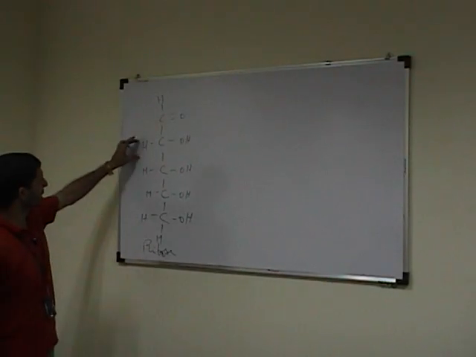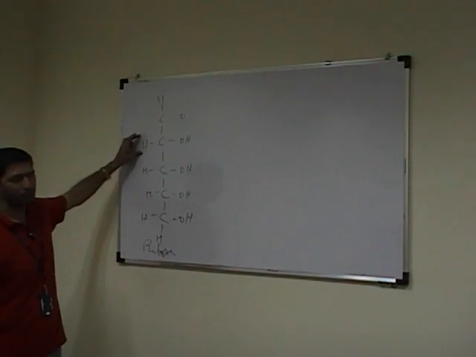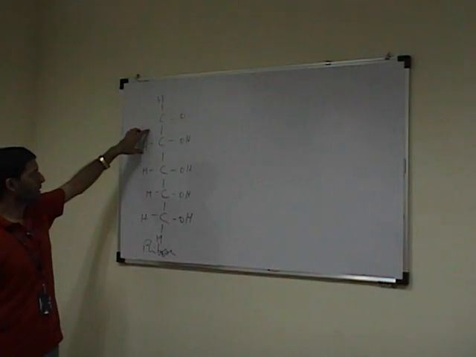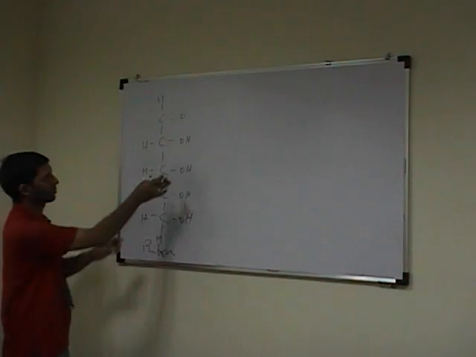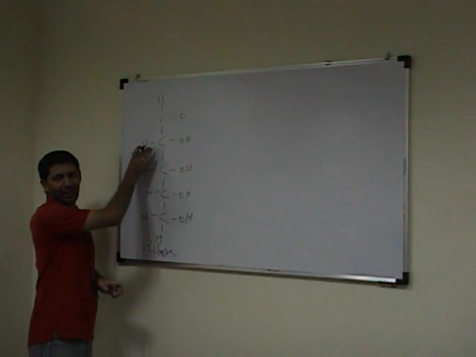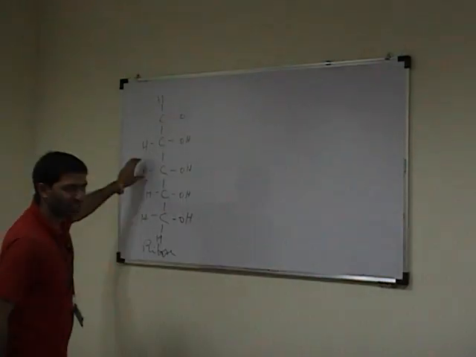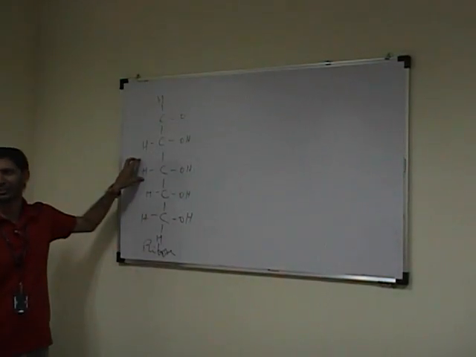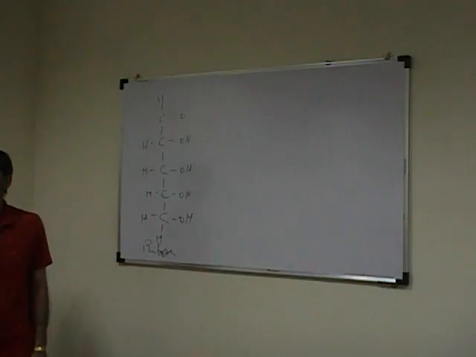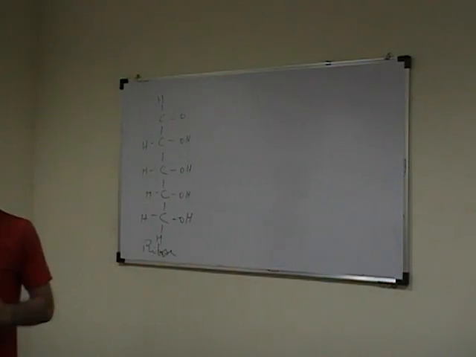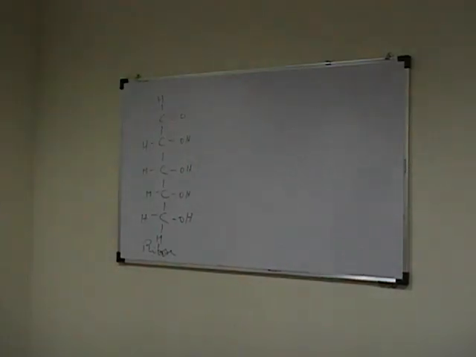If there is change at the second carbon, this OH comes in the left and H goes in the right, then it is arabinose. If at third carbon it changes, then it is xylose.